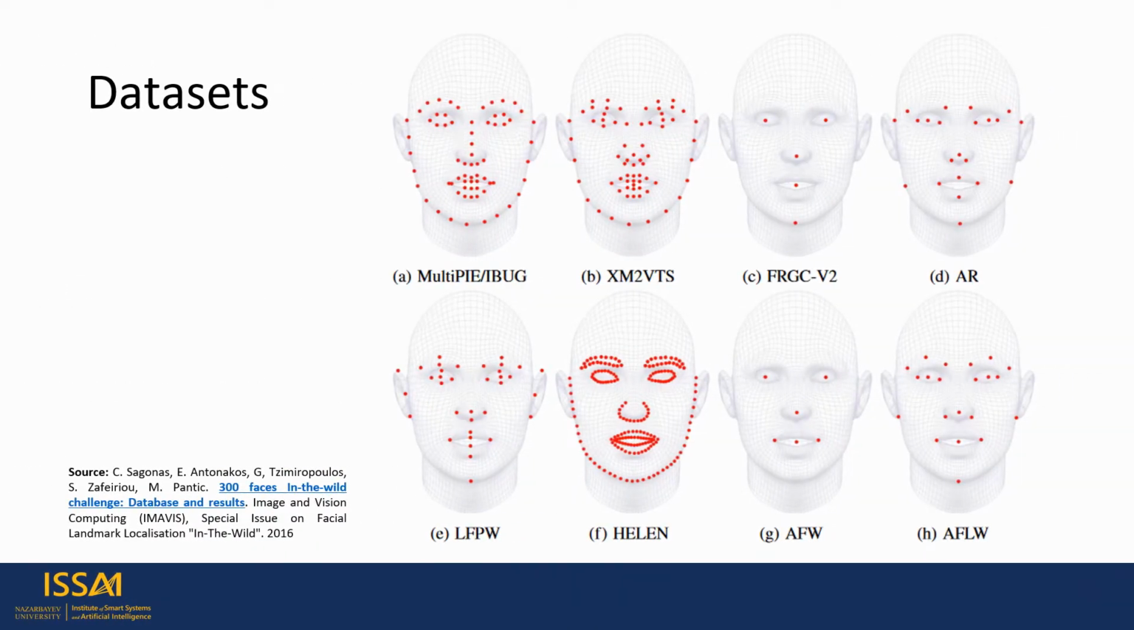In general, these machine learning methods especially benefit from the availability of large datasets. On the screen, you can see several most commonly used datasets for facial landmark detection. They differ in the number of landmarks and their configuration. For example, the Helen dataset is annotated with 194 landmarks, while LFPW is annotated with 29 landmarks. Moreover, some datasets are collected in laboratory conditions, while others are collected from the internet.